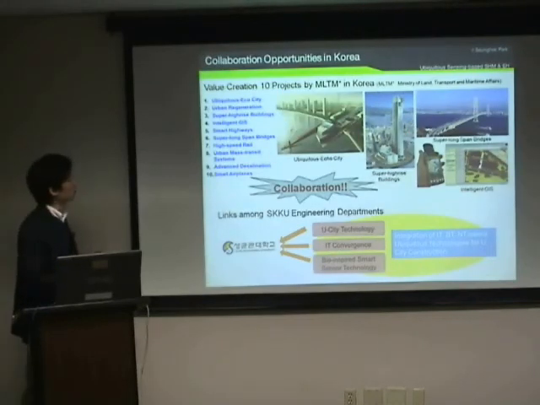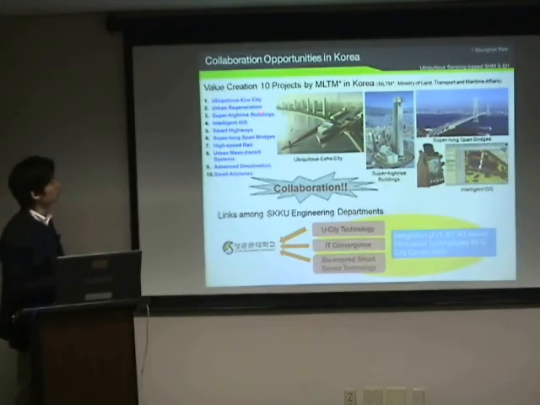Actually, in Korea nowadays, there are a lot of collaboration opportunities. We call it the VC 10 project, Value Creation 10 project, by the Korean government. Here is the list: Ubiquitous Eco City, Urban Regeneration, Super High-Rise Buildings, GIS, smart highway, long span bridge, high speed rail, and others. So the Korean government invested a very big fund for many research teams, including my university. So by collaboration with other engineering domains, we are trying to develop UCT technology, IT convergence, and bio-inspired smart sense technologies.